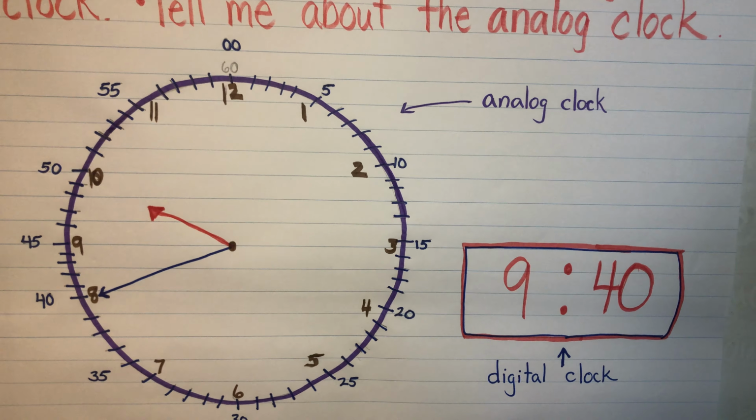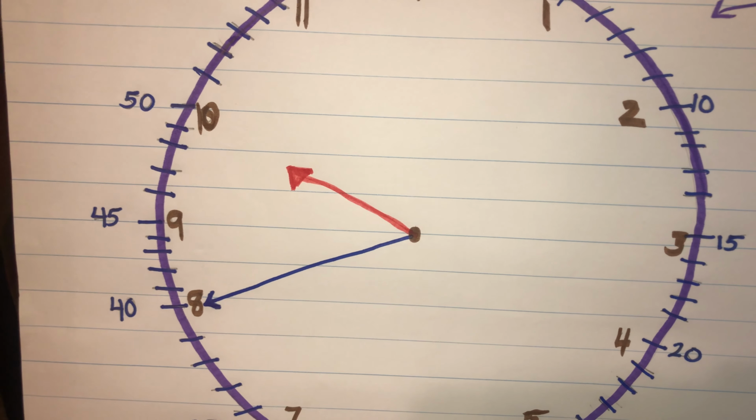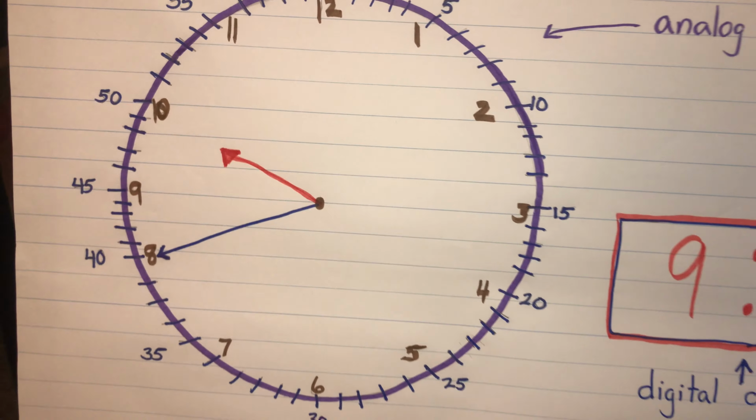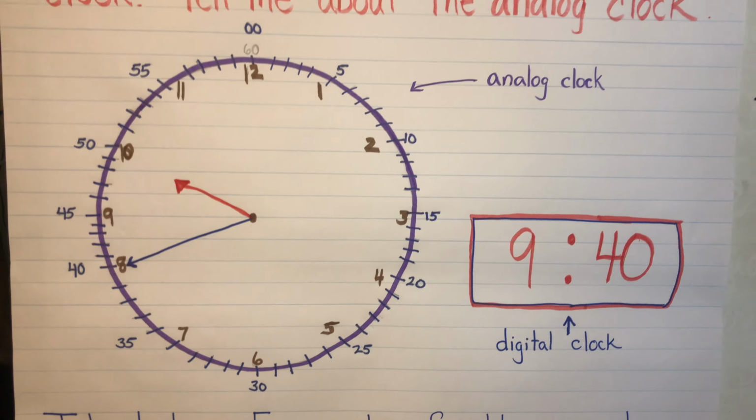And let me repeat that again. It takes 5 minutes for the minute hand to move to the next number. So here it's pointing at 8. By the time it points to 9, that means that 5 minutes have passed. 40 to 45 is 5 minutes. 5 minutes have passed. So it takes 5 minutes for the minute hand to move to the next number. And that's when we get to practice our skip counting by 5. So let's look at this clock.